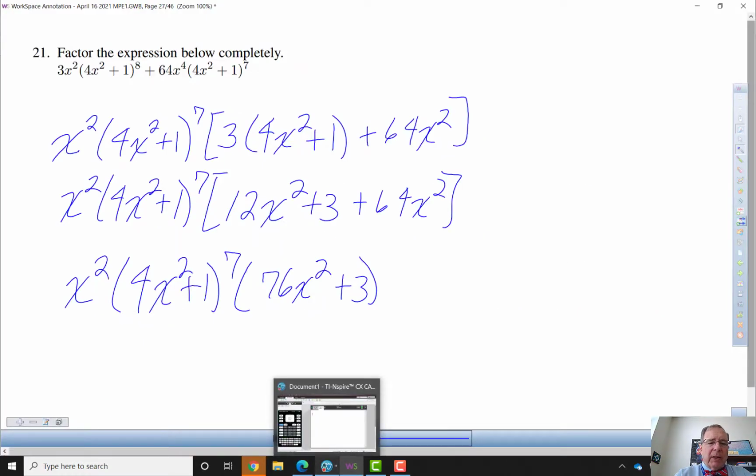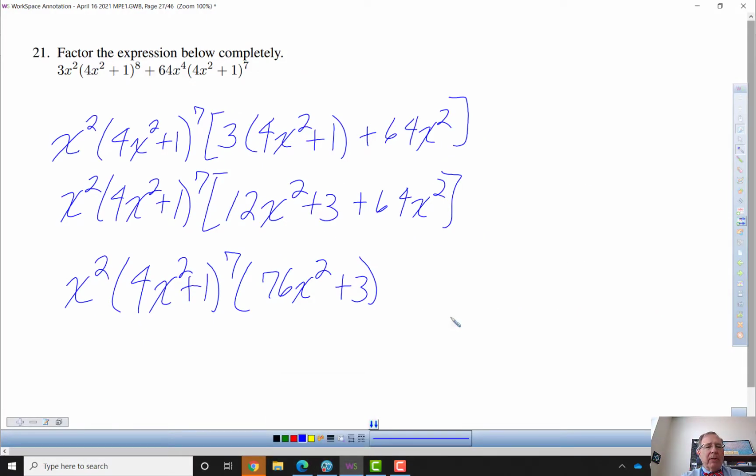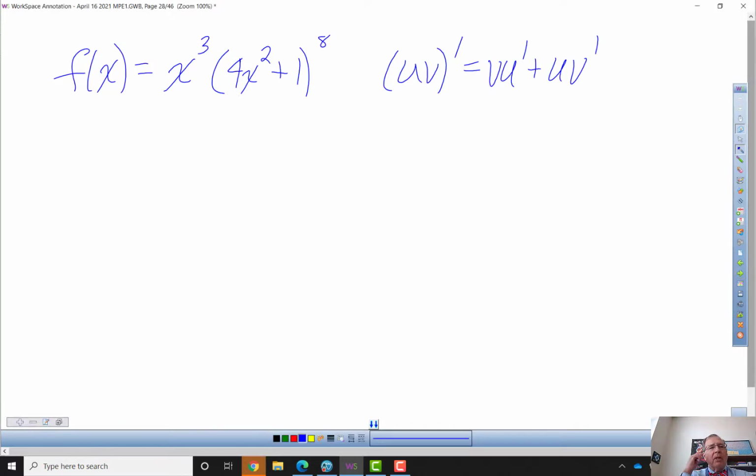Now, if all you want is the answer, you can stop listening now. But you might be wondering, when in the world would I have an expression like this? And I can answer that question for you. So here we have a function, so it's x cubed times 4x squared plus 1 to the 8th power. The hard way to take the derivative of this would be to expand this using the binomial theorem, and I would end up with 9 terms. It would take probably 45 minutes, an hour to do it that way.